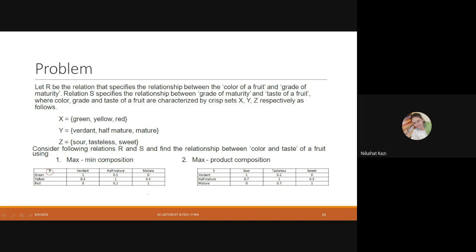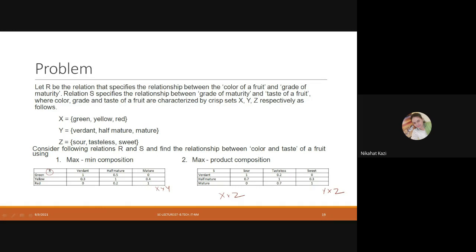What is the dimension of this? Each of these is 3 by 3. But this is X cross Y, right? This X and Y is given, and Y, Z is given. And this is Y cross Z, right? So the resultant composition of these two relationships will be X cross Z.